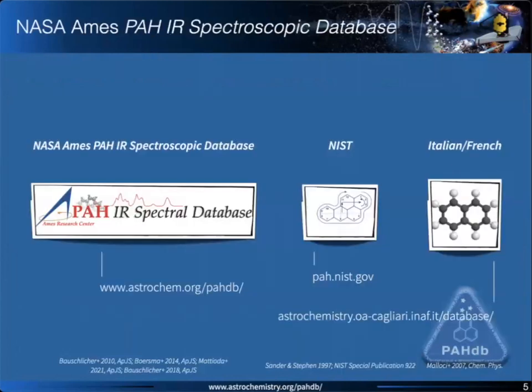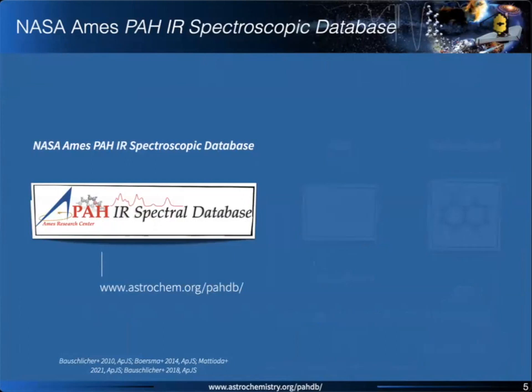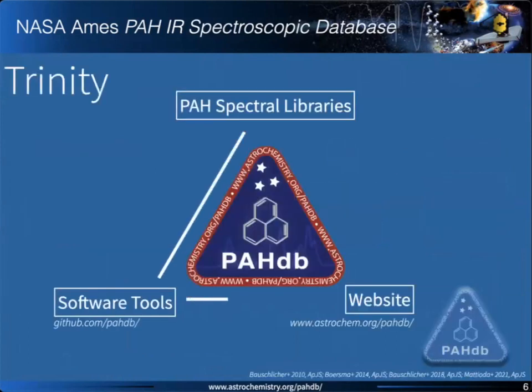This is where PAH databases come into play, of which there are only a mere few. One is European, the other at NIST, and the last, the NASA Ames PAH Infrared Spectroscopic Database, or PAHdb for short. Here we will focus on PAHdb. What makes PAHdb unique is that it not only holds the world's foremost collection of genuine PAH spectra, but also provides necessary software tools and models to work with those spectra. In addition, all of this has been made available publicly through a comprehensive website. It is this trinity that allows users to readily analyze and interpret astronomical observations with PAHdb.